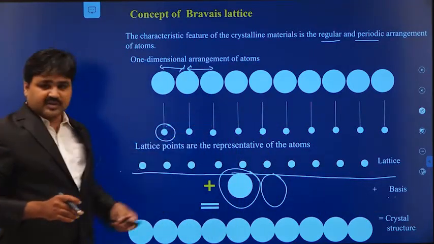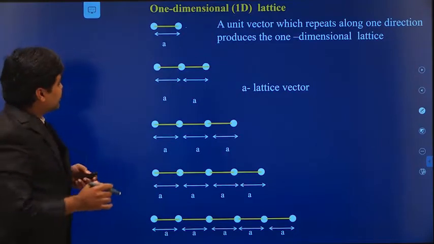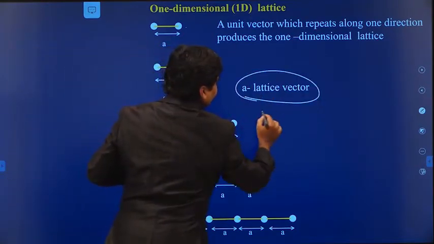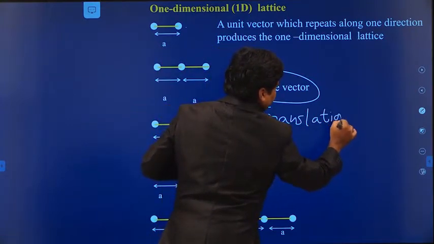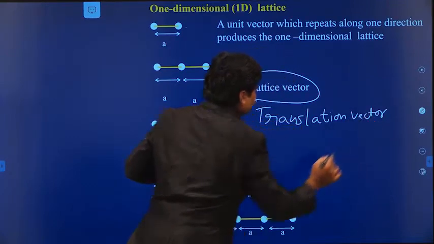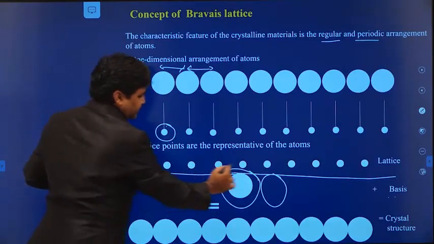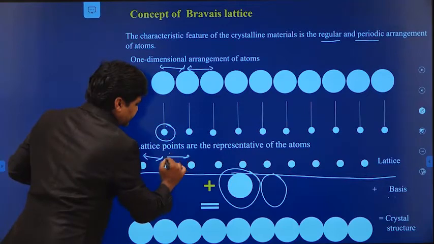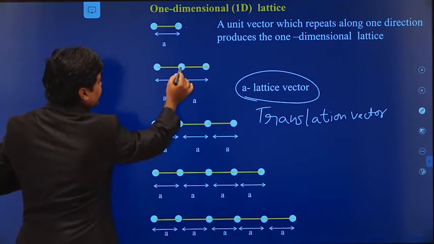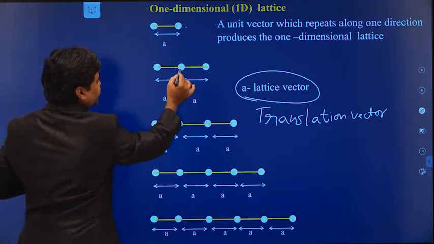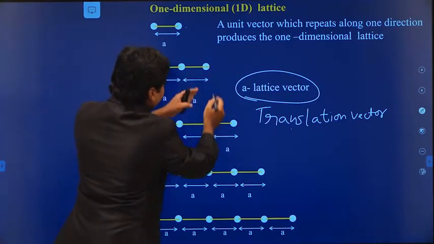In the same way, this is for one dimension. If you want to produce a one-dimensional lattice, you have to take the lattice vector, also called the unit vector or translation vector. This is the unit translation vector. The separation between these lattice points is the same, let us say A. First I take only one unit and repeat it again and again. This is the unit translation, because you are translating the same thing. When you translate it, you get the next lattice point.